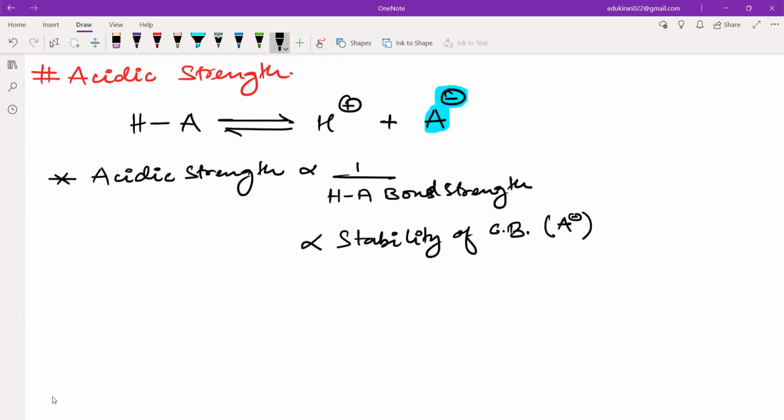So we will be comparing the hydro acids only. First of all, we will be comparing hydro acids. Hydro acids are something which have hydrogen attached to the central atom directly.